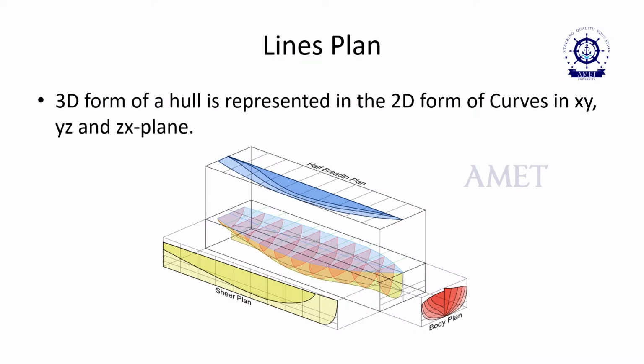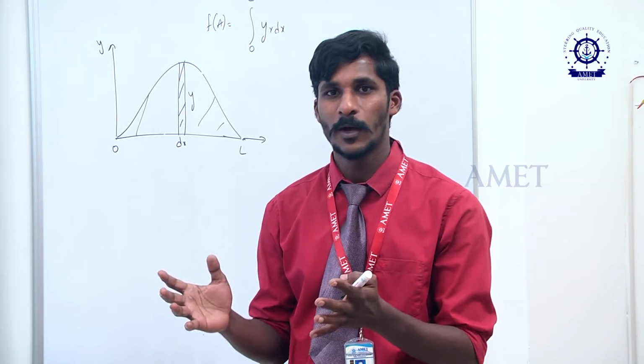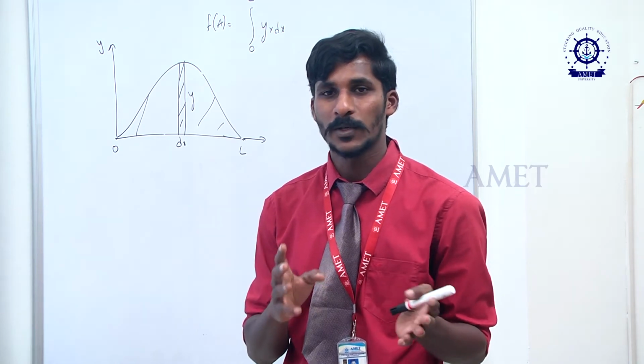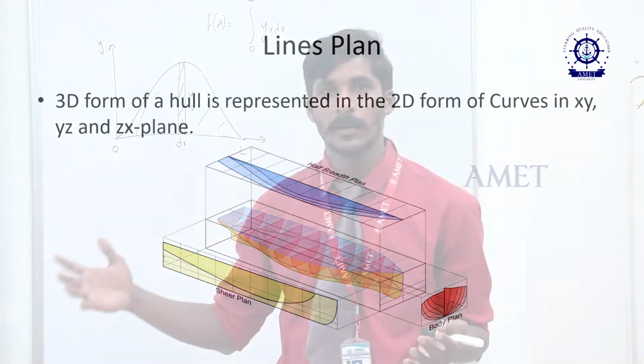So what we did, when you are unable to find the volume, the only thing you can do is project that 3D form into a 2D form. When you want to project a 3D form into a 2D form, you have to project in 3 different planes. One is called XY, YZ and ZX plane. In our terms we call them body plan, half breadth plan and profile plan.